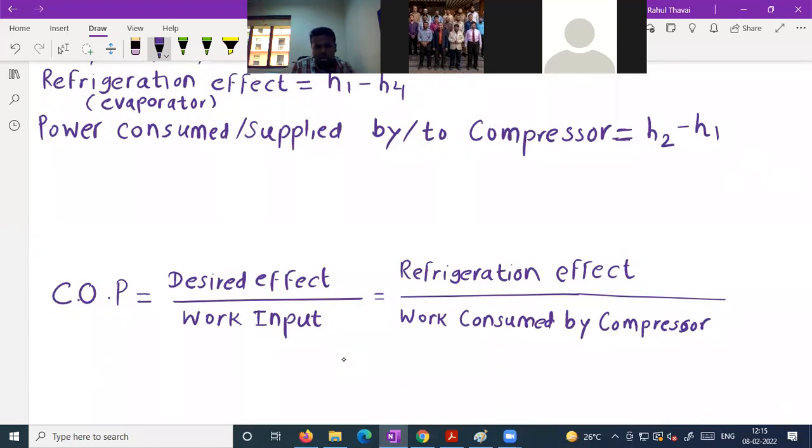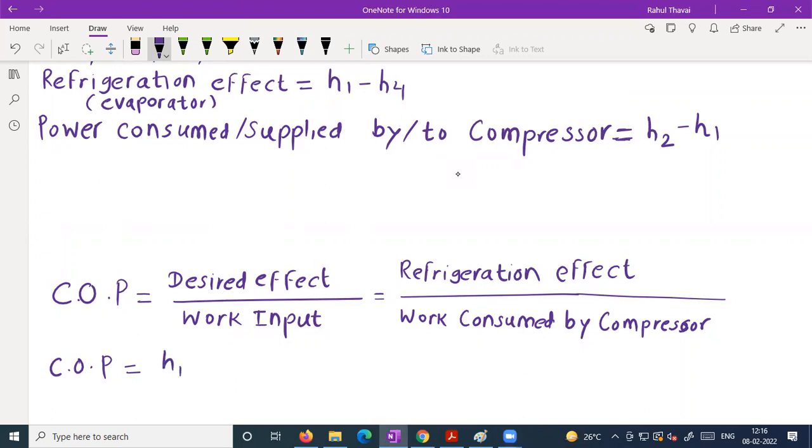Okay, so now let us put the values. COP is given by the refrigeration effect. As you can see here, it is H1 minus H4, divided by H2 minus H1, right? So this is how we can calculate this COP.